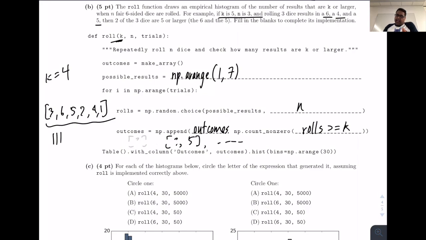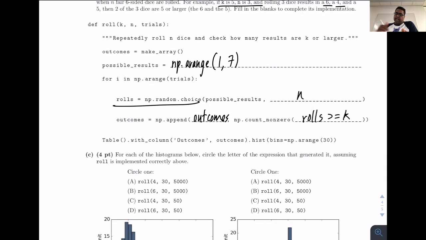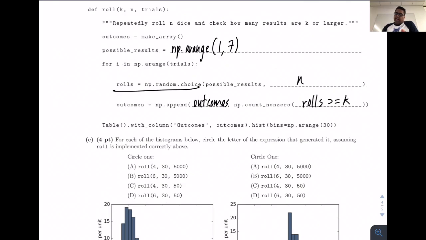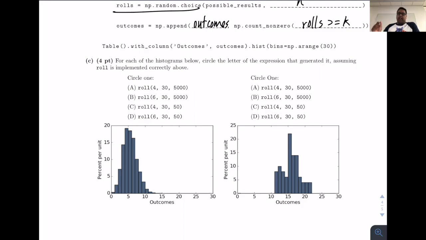By the end, outcomes will be a list that is as long as trials, and it will have the number of times that each of those trials had rolls that exceeded or equaled k. So hopefully it's clear what exactly this code block is doing. At the end, we'll create a table of our outcomes. Outcomes will have the number of times, once we roll the die n times, that we were greater than or equal to k, and then it will create a histogram for us, right? So hopefully that's clear.